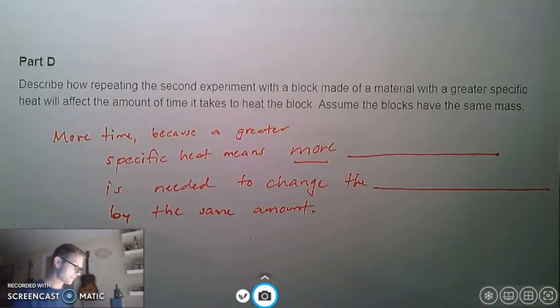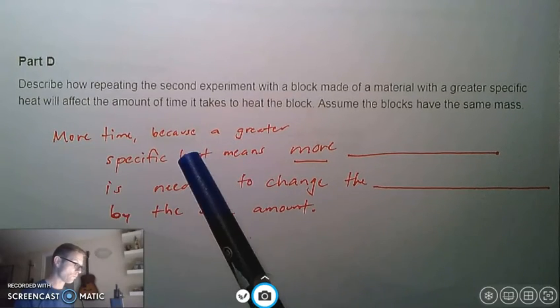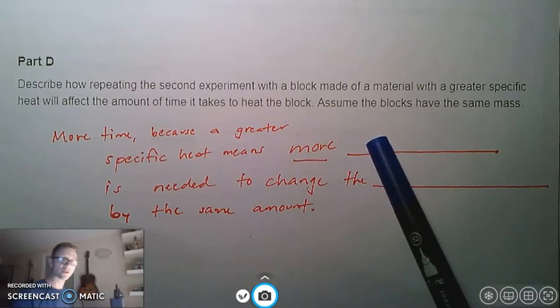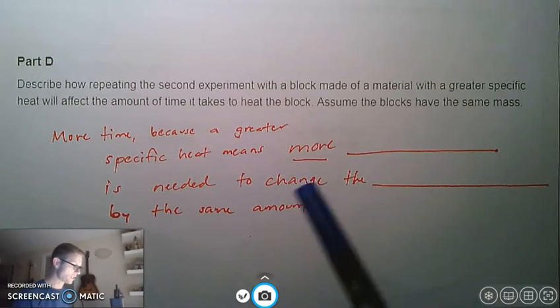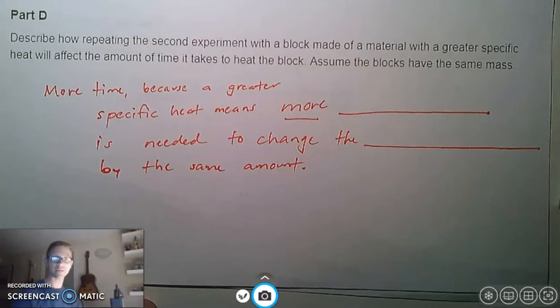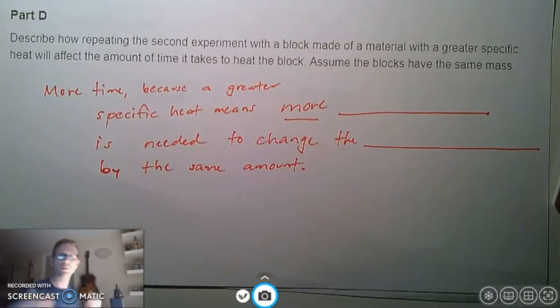Now, this time they say, we're going to repeat this, but instead of the block being iron, it's going to be something else with a greater specific heat, maybe something like aluminum. And they're going to put this block in there. Okay, well, it's going to take more time. If you have a greater specific heat, that means it requires more heat to change the temperature by the same amount. Therefore, it's going to take more time for it to absorb more heat.